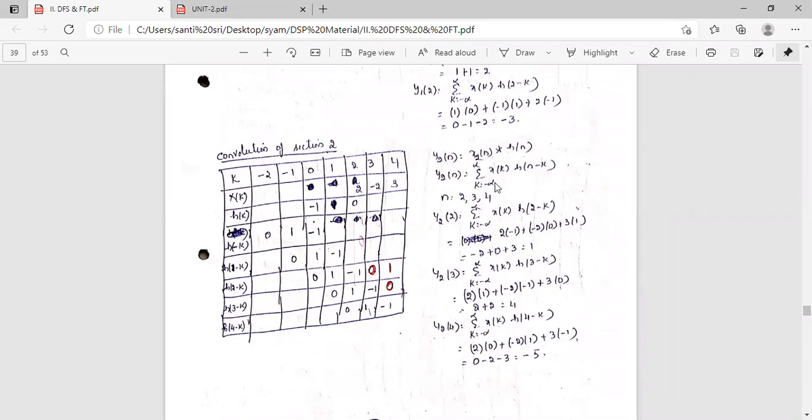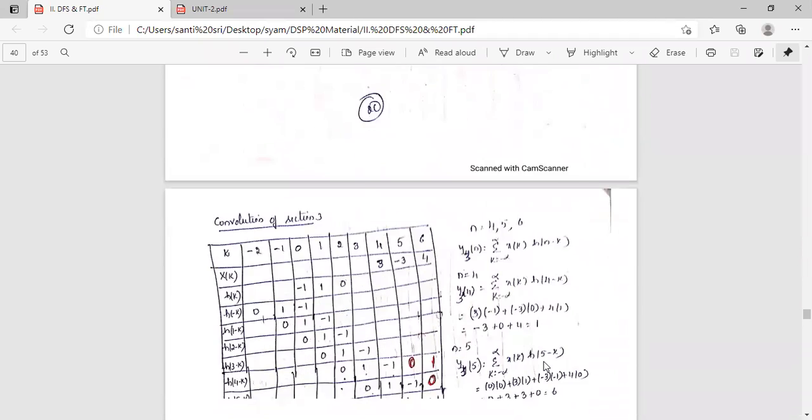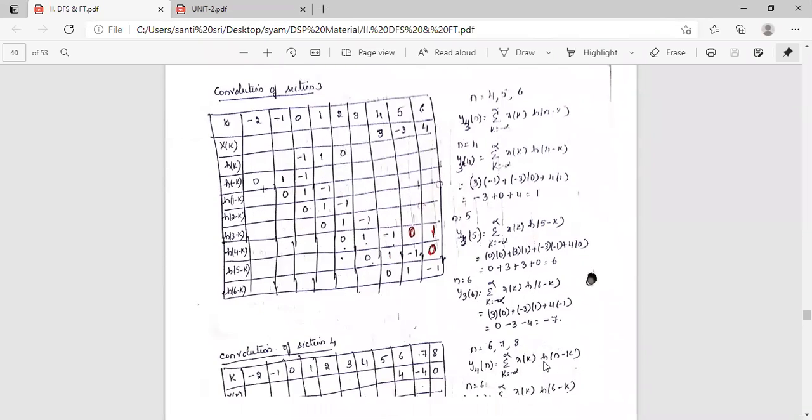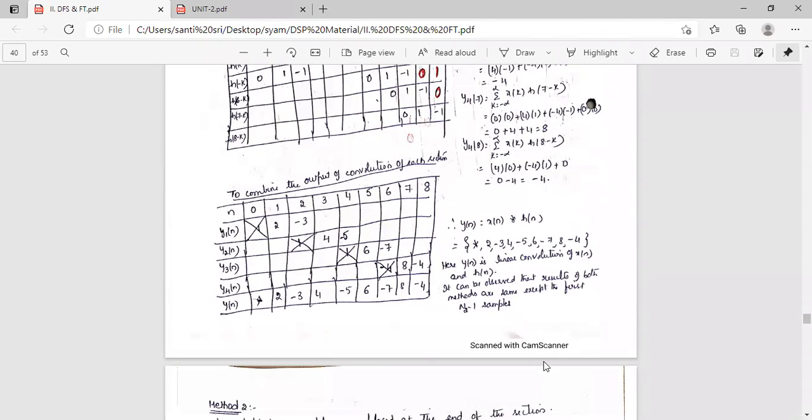Here n is 2, here is 3, here is 4. By simply substituting these values, we will get y2 of 2 is 1, y2 of 3 is 4, y2 of 4 is minus 5. In the same manner, for the convolution of section 3 and section 4 also, we will find the values.